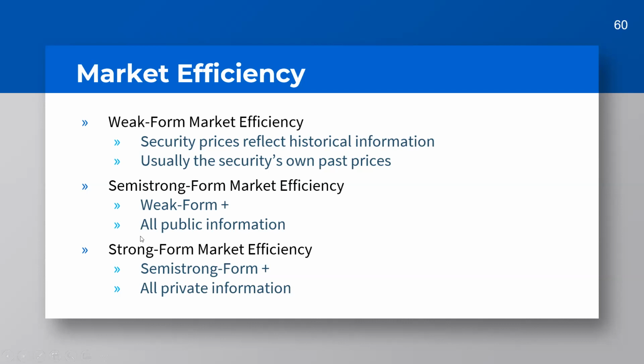So there's been a lot of evidence that strong form market efficiency doesn't really hold. Semi-strong form, it weakly holds. There is some evidence that we can use public information to predict future returns.